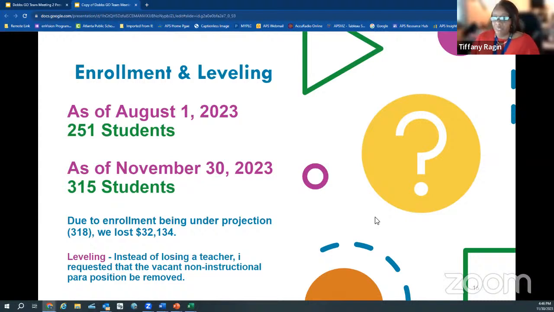We do have paras that we gained from our school improvement funds. They do assist in the office, along with one of our long-term substitutes in the main office as well. Any questions so far?